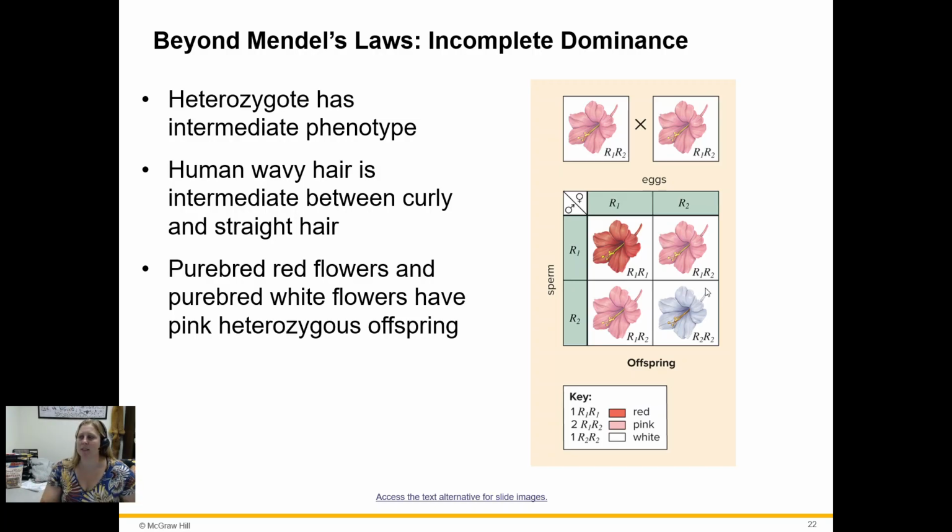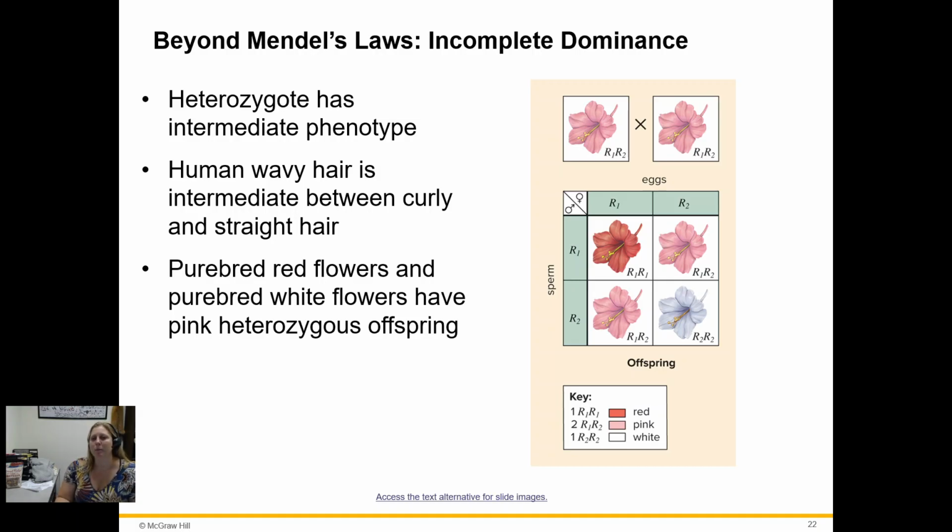And so it makes sense then that my individuals who are purebred and red will always have red flowers. My purebred white individuals will always have white flowers. And so I would think that they are dominant and recessive alleles. But when I actually cross red and white, my first generation will be pink. And you're like, okay, cool, right? That is an example then of incomplete dominance.